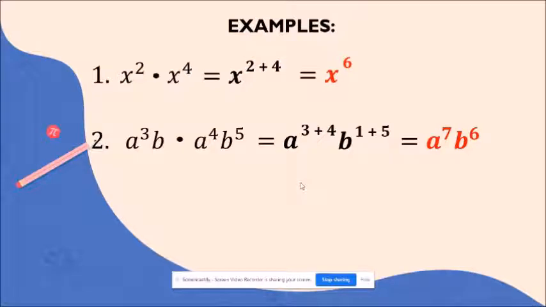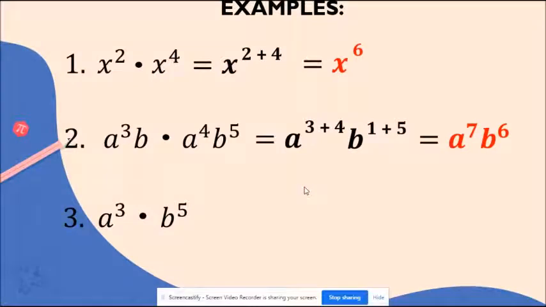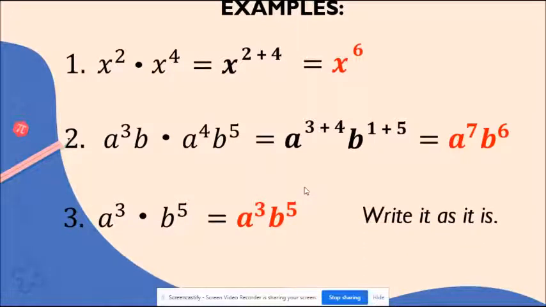Okay, let's have the third example. What if you are going to multiply two different variables? Teacher, how do I answer this? The answer would be just as simple as a cubed b to the power of 5. You just have to write them as it is, okay? Write it as it is, since you cannot combine their exponents because the bases are different, okay?